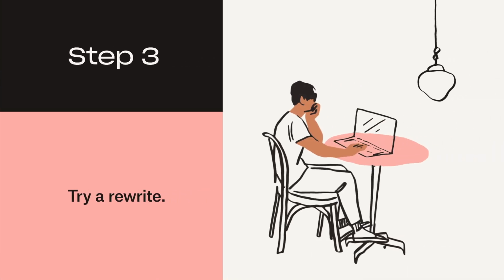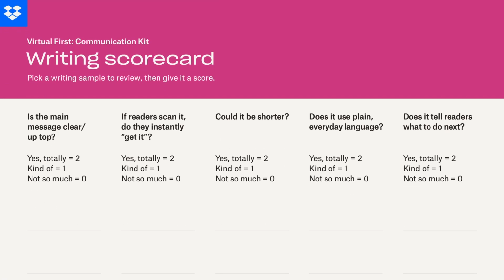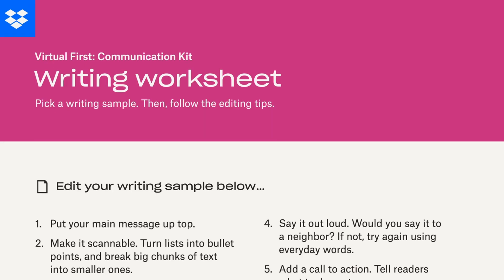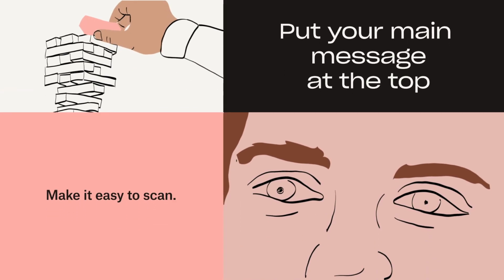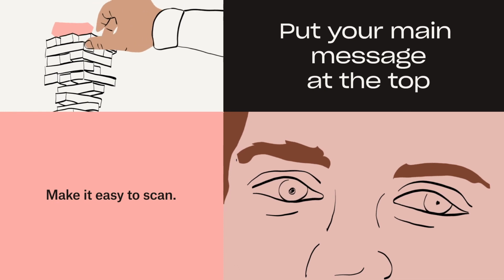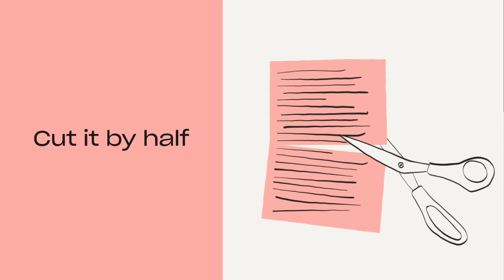For step 3, if you like, you can try a rewrite. You just pick a writing sample from your scorecard and plug it into the writing worksheet that we have there. It's the same process. Just see if you can put your main message up top. See if you can make it easy to scan. See if you can cut it in half. And you just go through that process bit by bit.